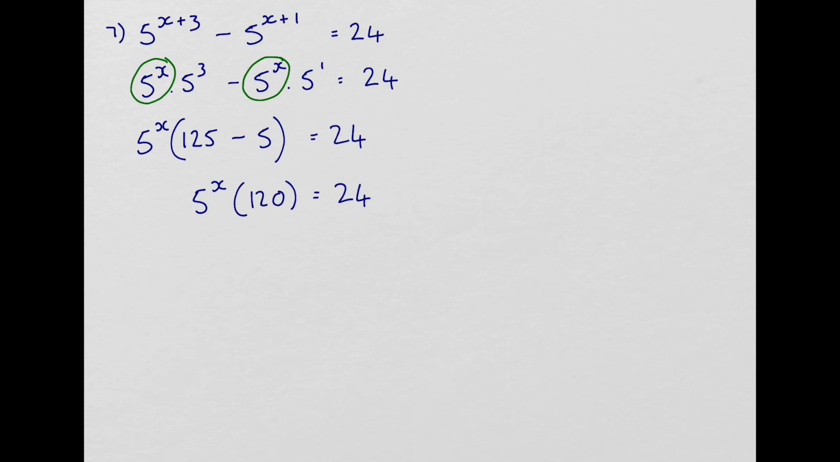Now we divide both sides by 120 because we want the 5 to the x to be on its own. So 5 to the x is equal to 24 divided by 120. We can simplify that, and that gives us 1 over 5. And remember, it's 5 to the positive 1 at the bottom. So we can bring that now to the top of the fraction so that we have 5 to the x is equal to 5 to the negative 1. Now that the bases are the same, we can equate the exponents, and therefore x equals negative 1.